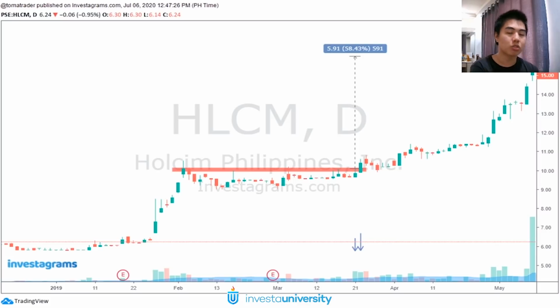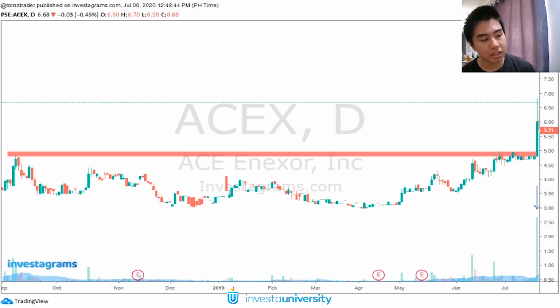So it doesn't make it sureable, but from a probabilistic point of view, mas mataas na yung chance na mag-start siya ng bagong trend on the upside. Here's another example. We have Ace X, again, breaking out of this very long consolidation. I believe this was also a 52-week high breakout.